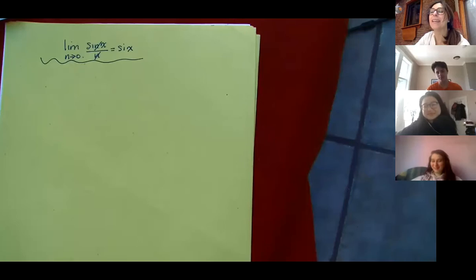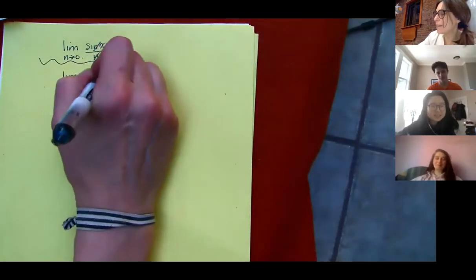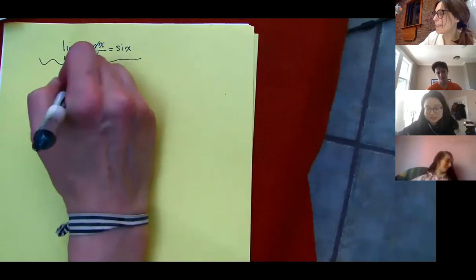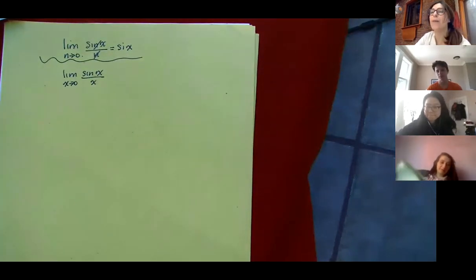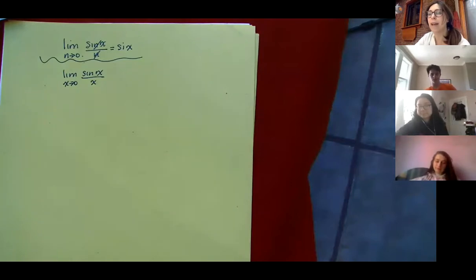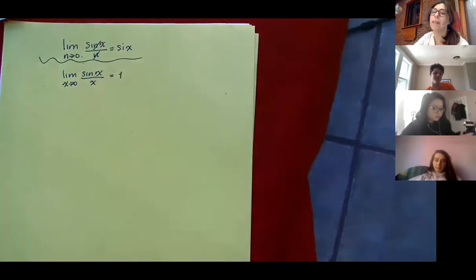The limit we're looking at is the limit of sine x over x as x goes to 0. So that's the limit that this whole day 5 is about. And what is that limit equal to? 1. It's equal to 1. Okay, and the proof of that is in the video.